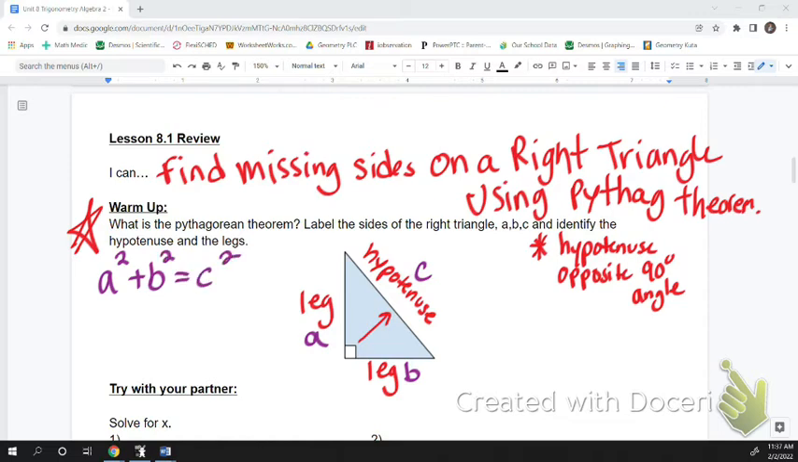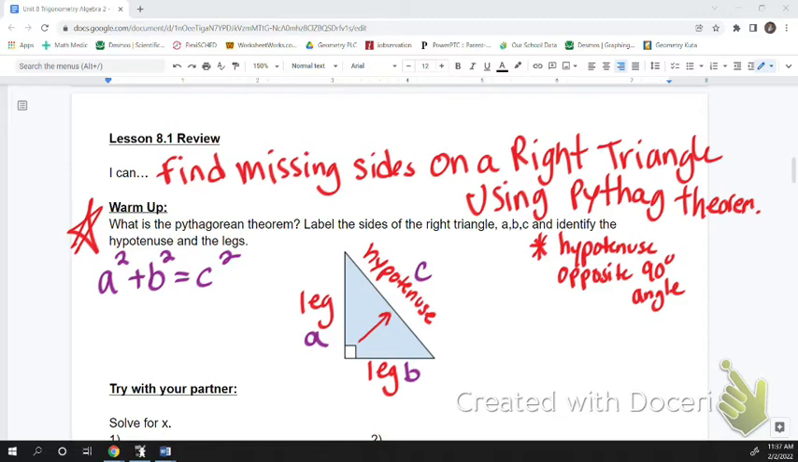So it's really important to know your C, your A and B. They can flip-flop because we can always flip-flop addition, right? I can add things in any order. That's why that works. But C has to be on the other side of the equal sign. Questions so far? You remember this? Now we do.